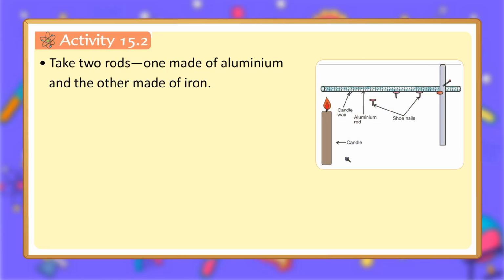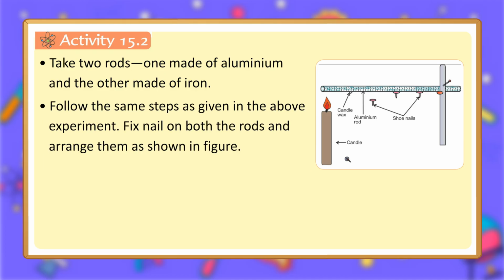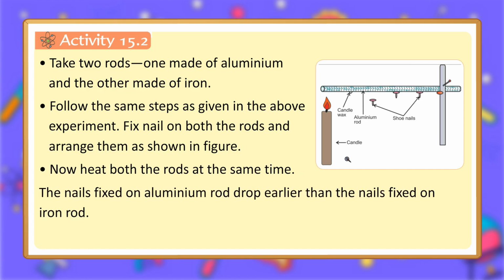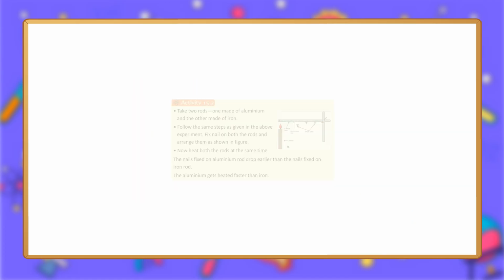Activity 15.2. Take 2 rods, one made of aluminium and the other made of iron. Follow the same steps as given in the above experiment. Fix nails on both the rods and arrange them as shown in the figure. Now heat both the rods at the same time. The nails fixed on the aluminium rod drop earlier than the nails fixed on the iron rod. The aluminium gets heated faster than iron.